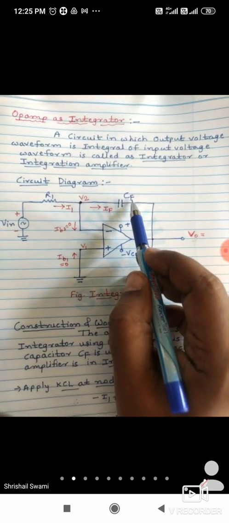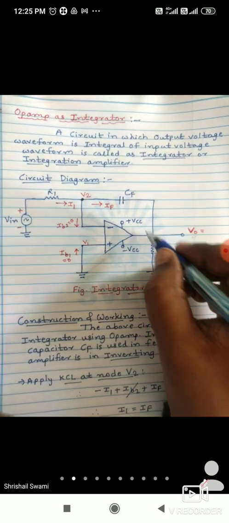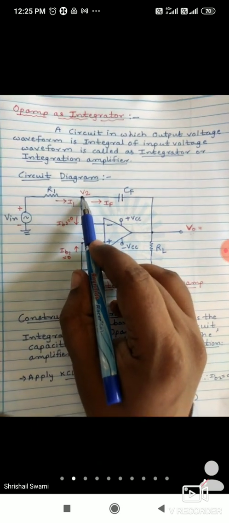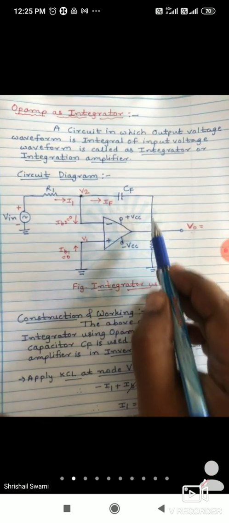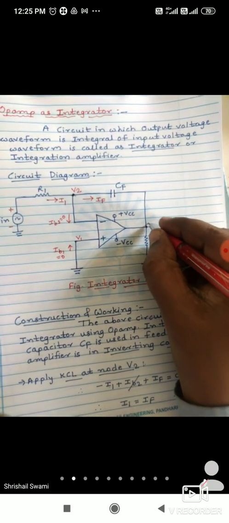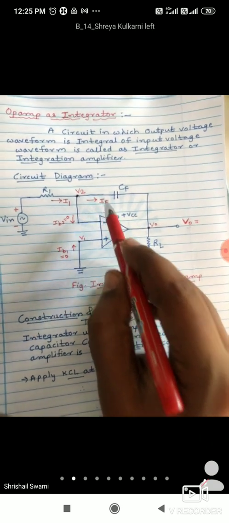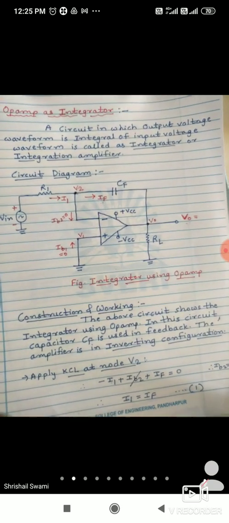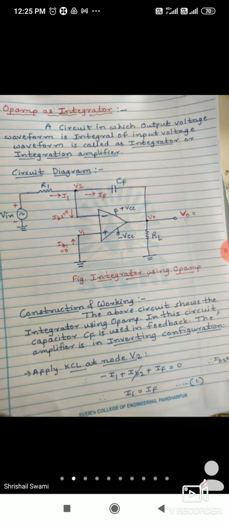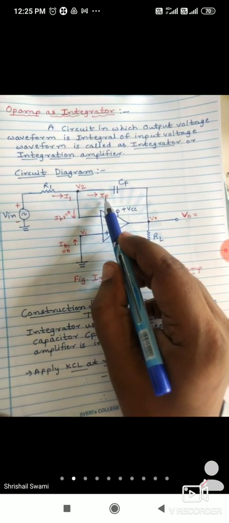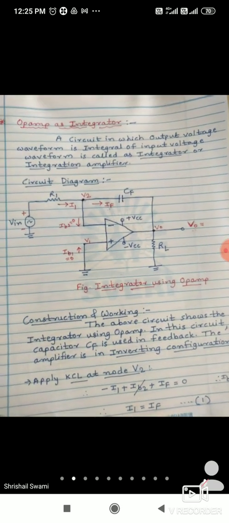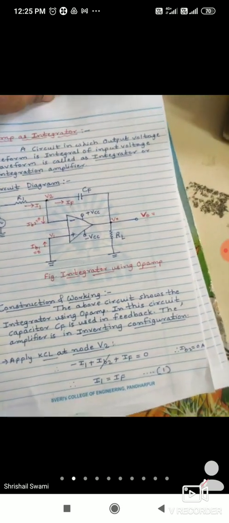Now the capacitor value is CF. The voltage where the capacitor is connected: at this one plate V2 is there, and at the other plate the voltage is V0. So I will write here V0. Now the current passing through the capacitor is IF. We know the relation between the current passing through a capacitor and the voltage across it. That formula we already used in network theory and analysis, so by using that we can get one more equation.